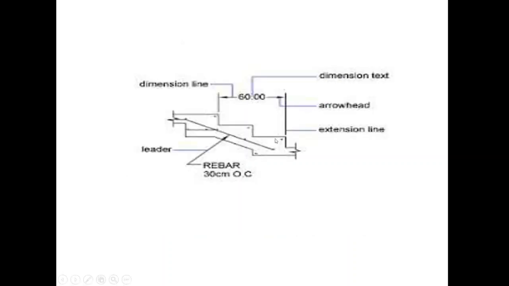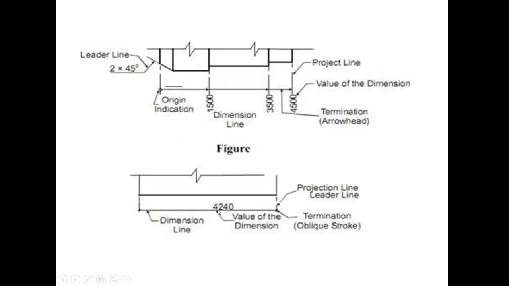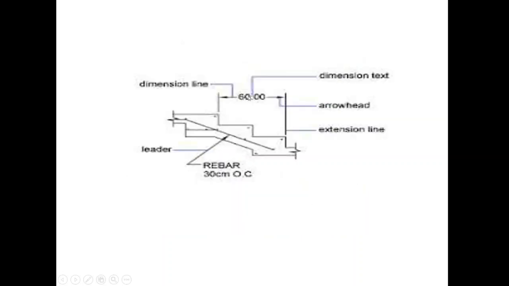See, these are the projection lines. This is the dimension line. Either we can write the dimension value over this line or in between the dimension line, and on both the ends arrows should be marked this way. Arrowhead should be pointing towards the projection line. So this is the dimension text. This is the dimension line with arrowheads pointing towards the projection lines. Projection lines are also called as extension lines.